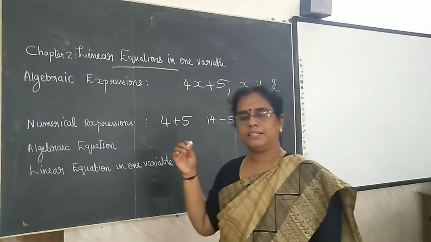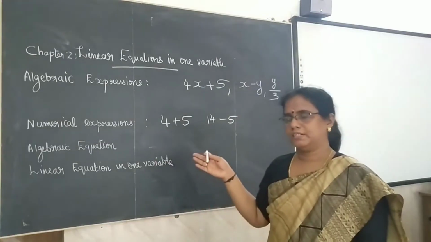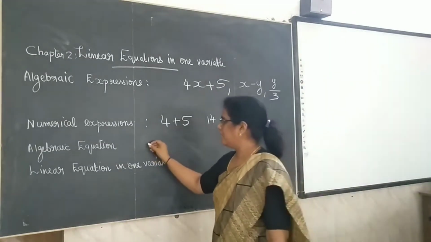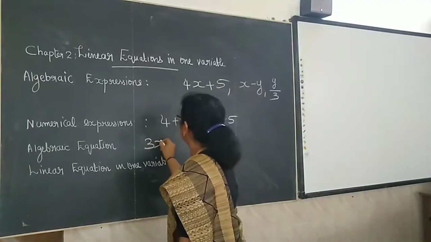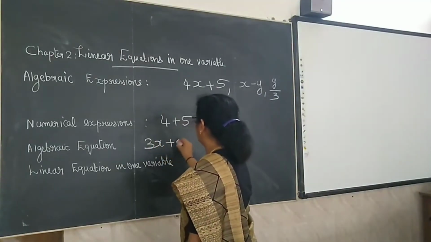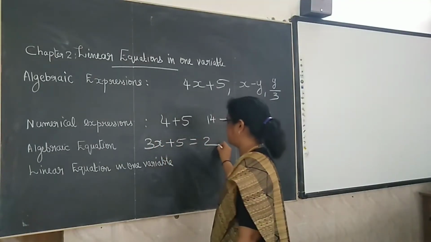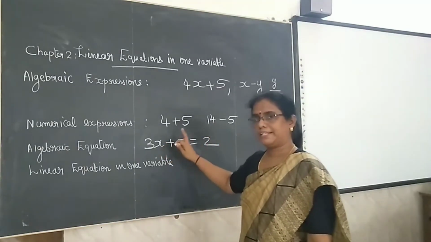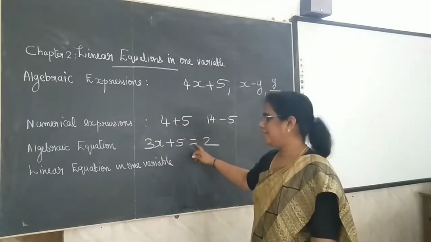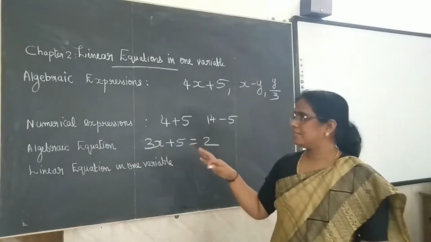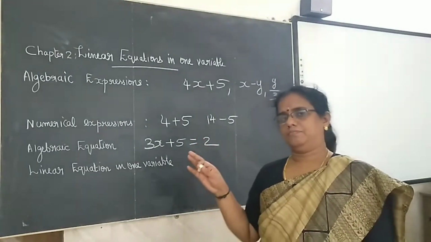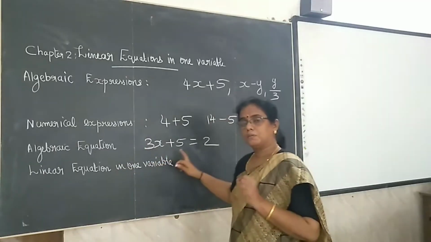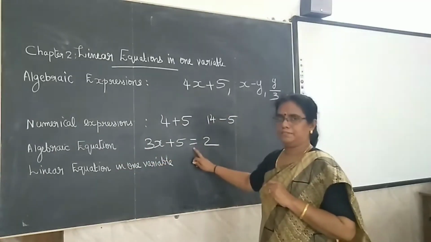Now algebraic equation. That is, when two algebraic expressions are connected by equal to sign. When two expressions are connected by equal to sign, then it is an algebraic equation. That is here equal to sign. In an equation there must be equal to sign.